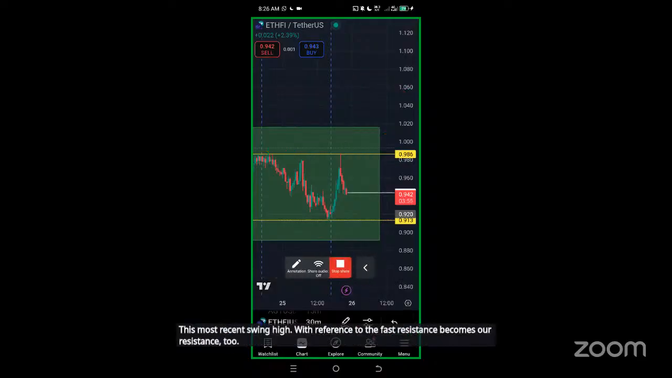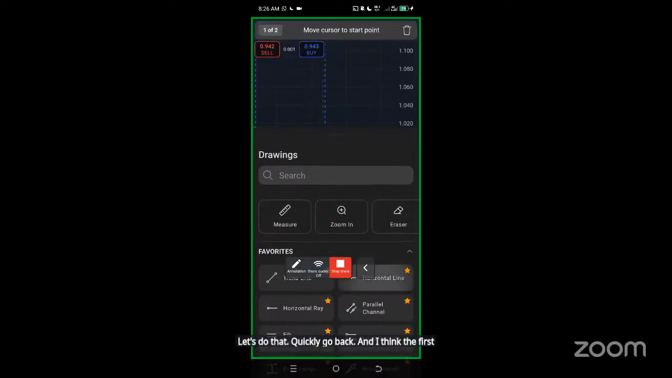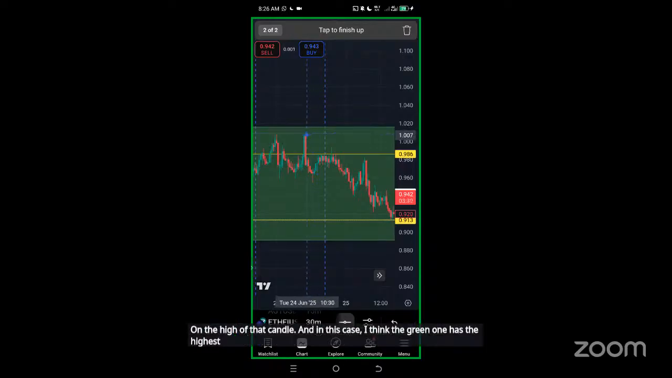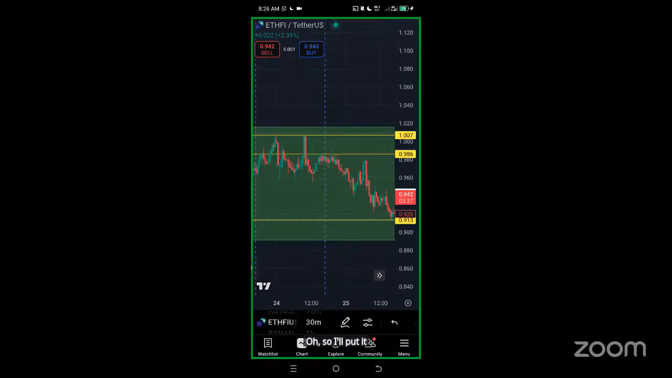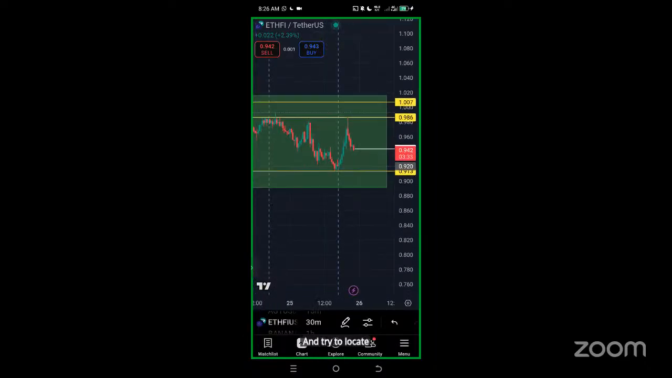So let's do that. Quickly go back. And I think the first encounter is this. This is the first encounter. So I'm going to put the line on the high of that candle. And in this case, I think the green one has the highest high. So I'll put it there. And then I come down and try to locate my second support as well.